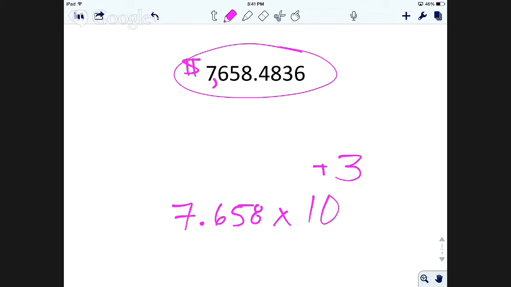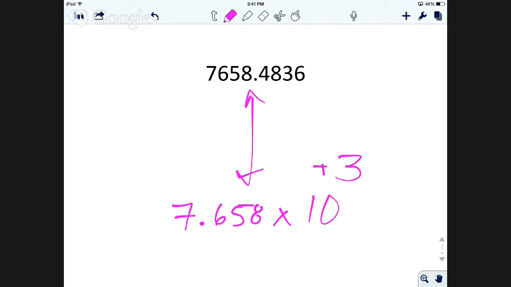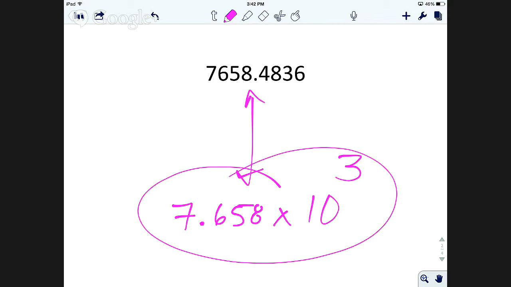So what that tells me in the end is that these two numbers are exactly the same. 7,658 point blah, blah is the same as 7.658 blah, blah times 10 to the third. The way you could check, you could either try and go backwards, or if you were to enter this into your calculator, you should get your starting number. Not a bad deal. Let's try one more.